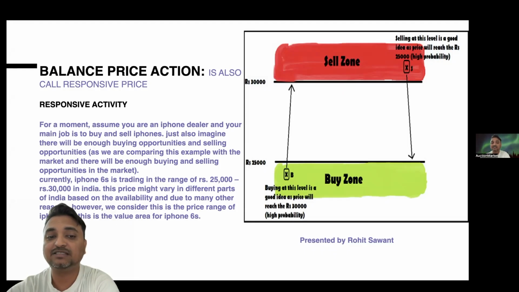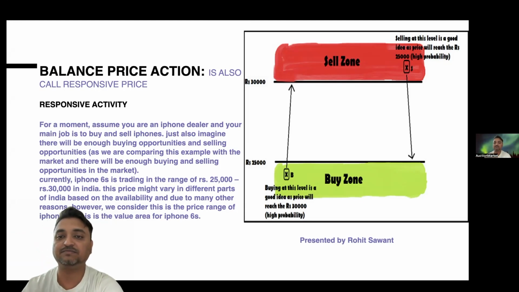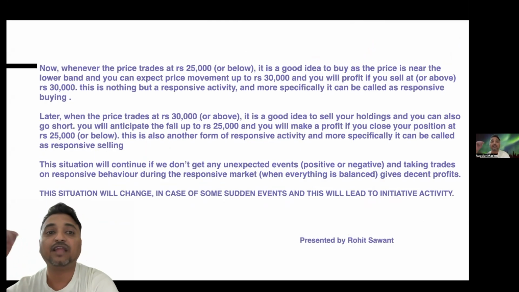We consider this price as a fair value, because the price is between a particular range, a particular support and resistance. Okay, so let me move to the next one for a better understanding. Now, whenever the price trades around 25,000, 25,000 is the base price, the support price. So at the support price, it is a very good opportunity to buy that particular product at a lower value. You can expect that price to move to 30,000 and you will gain a profit if you sell at the higher price.